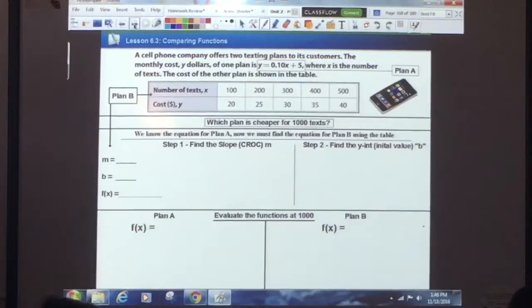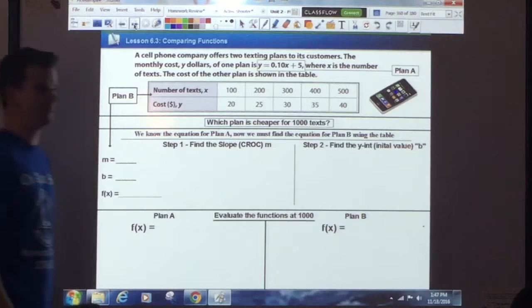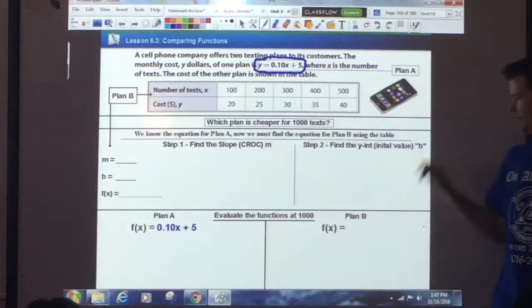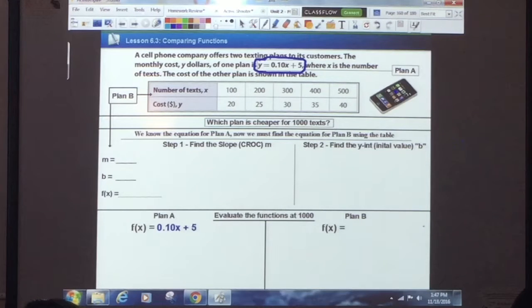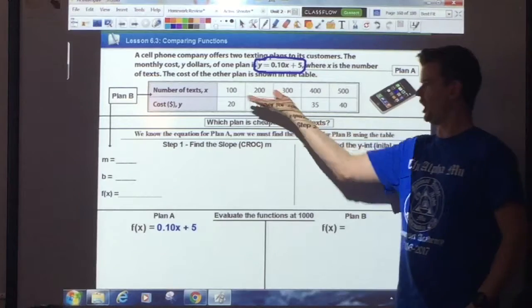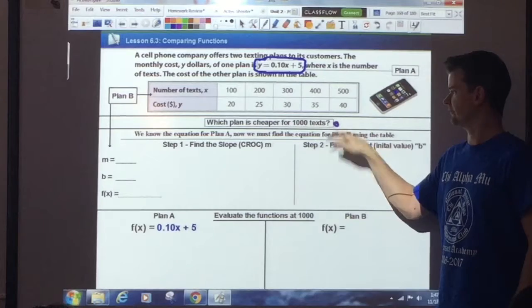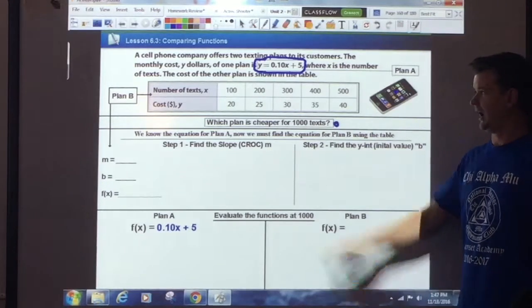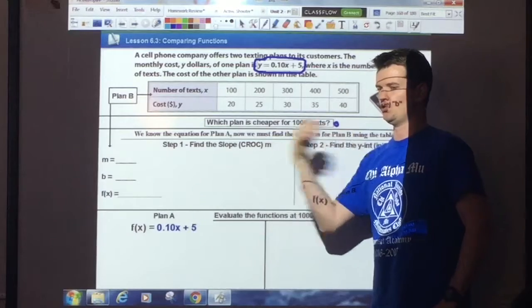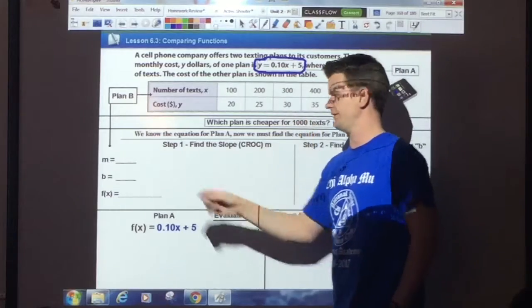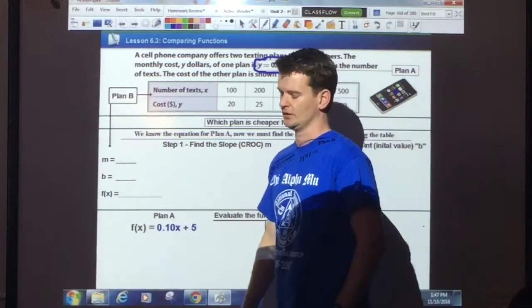Christian. Here, we have a cell phone company. They have two plans for text messages. Plan A, which is represented by this cost function, and then Plan B, which is represented by this table. We want to find out which of these plans is cheaper for 1,000 text messages. I have one cost function. To compare these correctly, I need the cost function for Plan B, which is represented in this table. So I need to find the M, the B, and I can write the cost function.